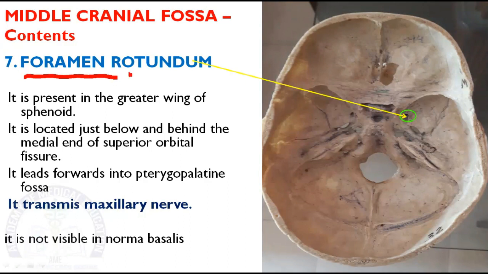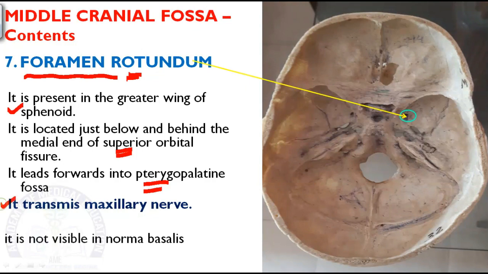Important point: it is present in the greater wing of the sphenoid bone. Next, it is located just below and behind the medial end of the superior orbital fissure. It leads forwards into the pterygopalatine fossa. So anteriorly, it is a connection of the middle cranial fossa with the pterygopalatine fossa. This is one of the important points.